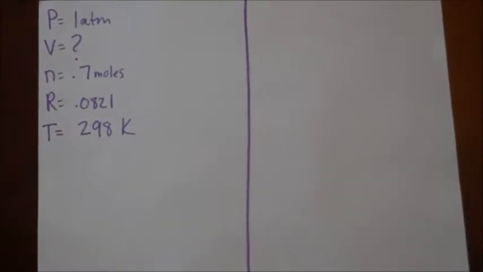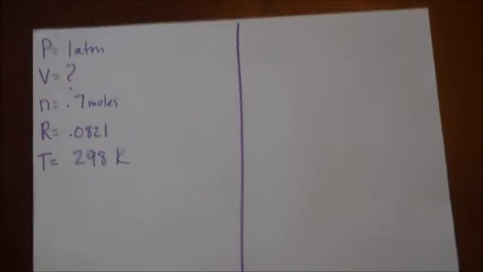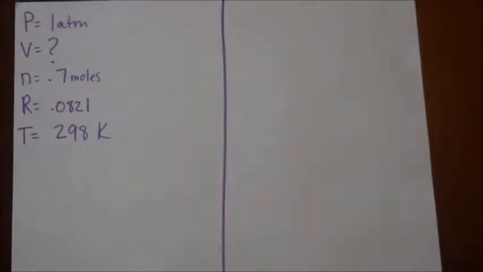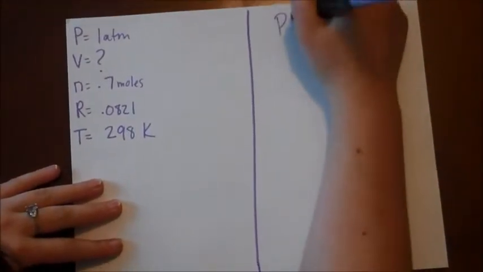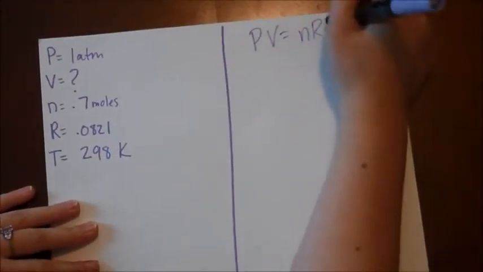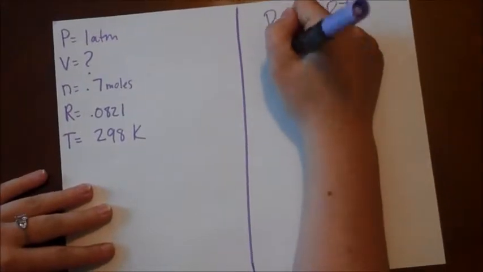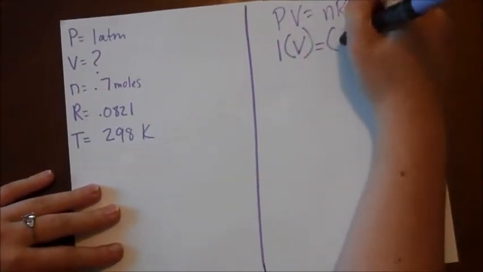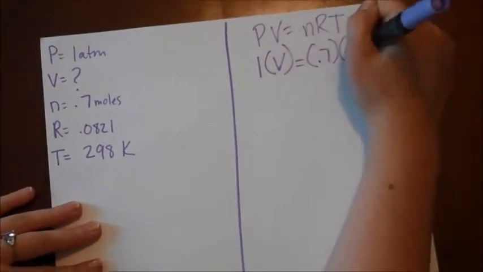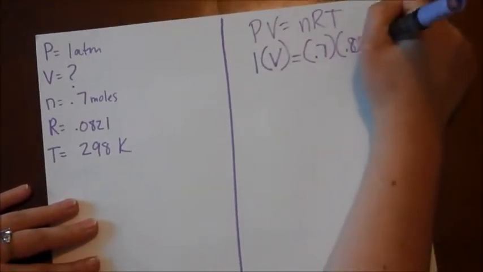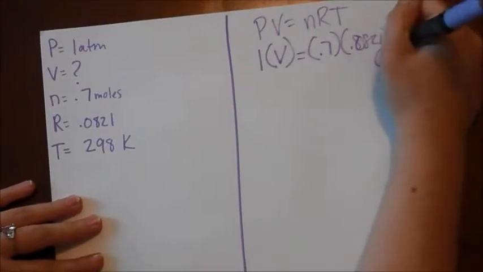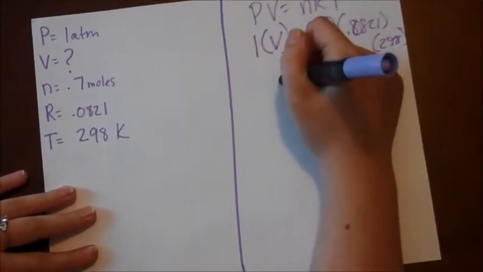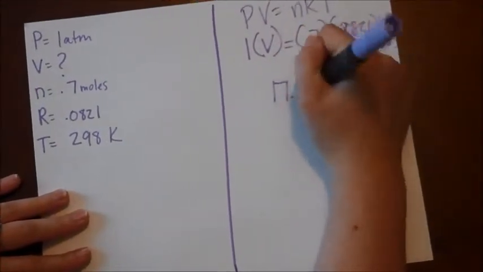Another example of PV equals nRT is the one in front of you, where P equals 1 atm, volume is the variable you need to find, n is 0.7 moles, R is 0.0821, and T is 298 Kelvin. So to solve this problem, you use PV equals nRT. P equals 1, V is the variable we want to find, n is 0.7, R is 0.0821, and temperature is 298. And when you work it all out, it's 17.1 liters.